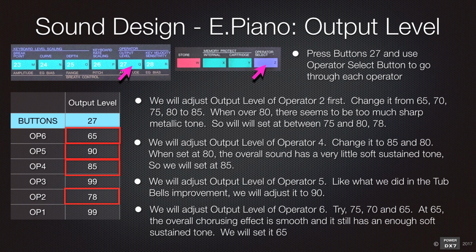For operator 6, try 75, 70, and 65. At 65, the overall chorusing effect is smooth and it still has enough soft sustained tone. So, we will set it at 65.